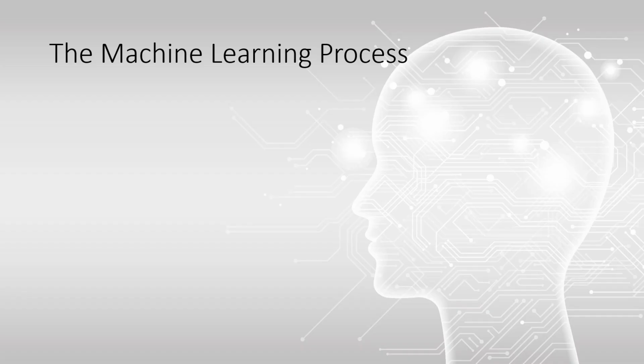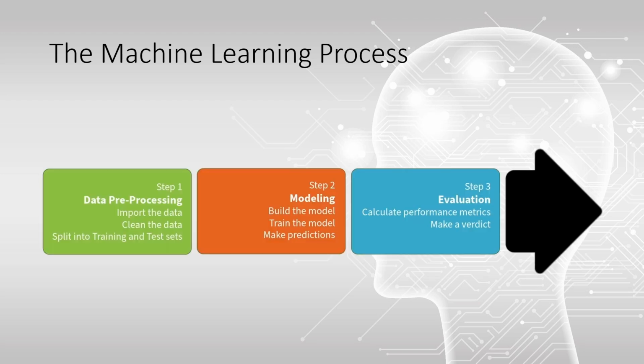We will talk about the machine learning process. There is a specific step-by-step process that we typically always follow when building machine learning models. So let's have a look at what this process entails. This process has three main steps.